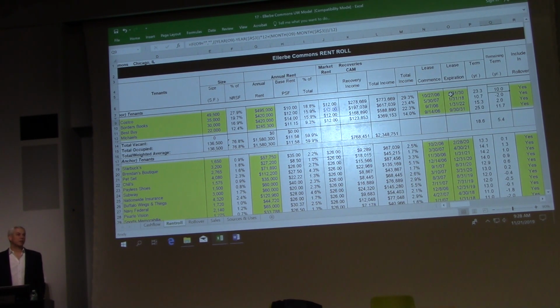So what is the other way to solve it? The other is through a reserve for TI, LC, and downtime. This is where you would probably start trapping cash flow, and you would figure out how much the TI is going to cost, how much the leasing commission is going to cost, and how long it is going to take me to re-tenant the space.